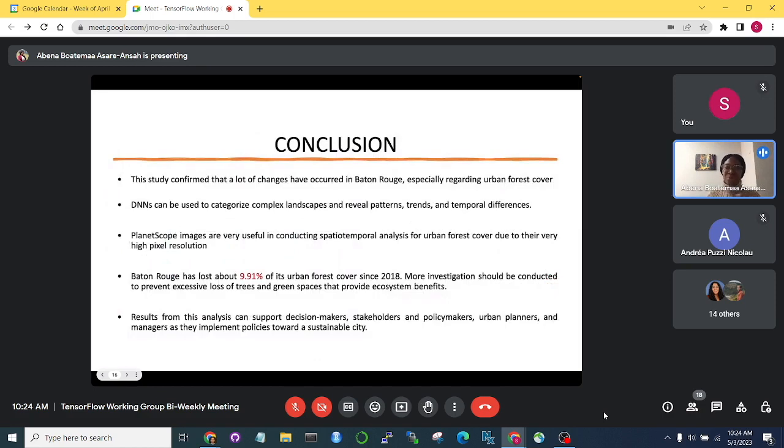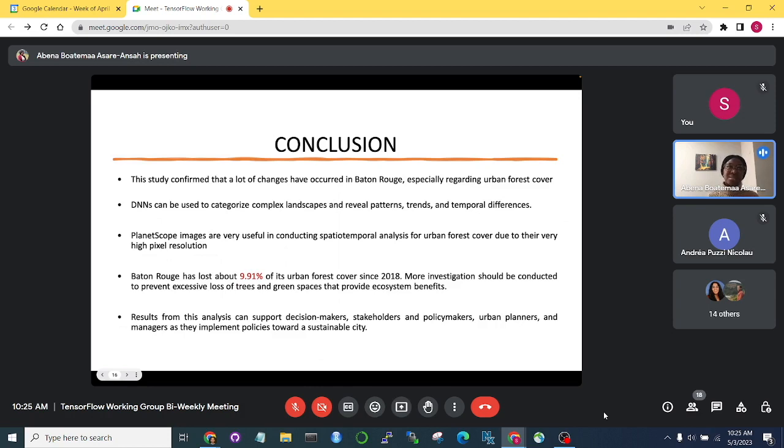So just to conclude, I just want to reiterate that the study confirmed that a lot of changes have occurred in Baton Rouge, especially regarding urban forest cover, and that DNN models can be used to categorize complex landscapes and reveal patterns, trends, and temporal differences. Also, PlanetScope is a very good satellite image for spatiotemporal analysis because of its high pixel resolution.